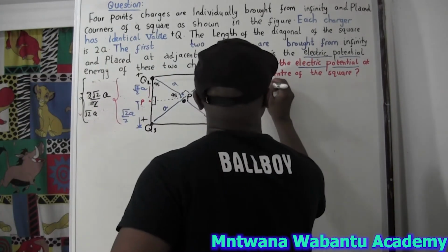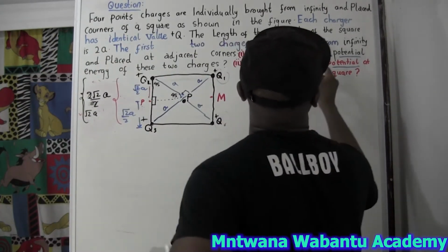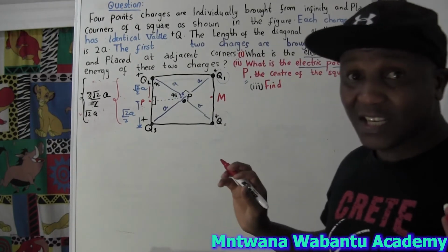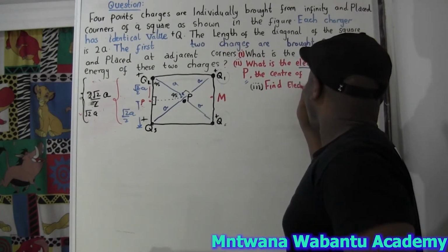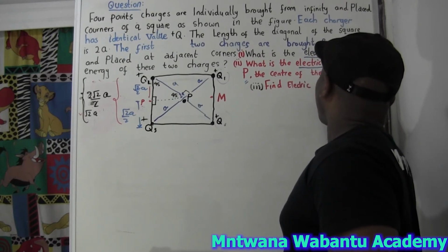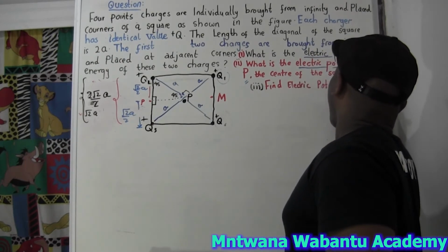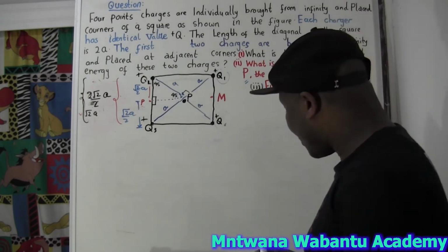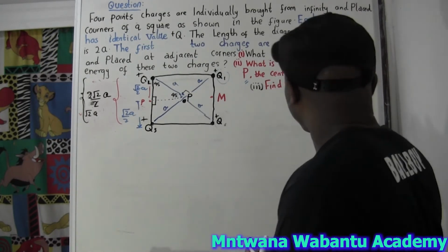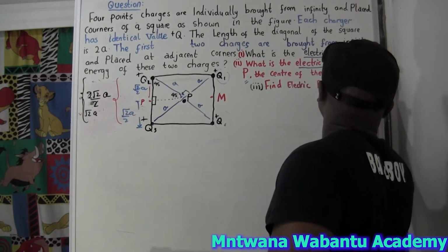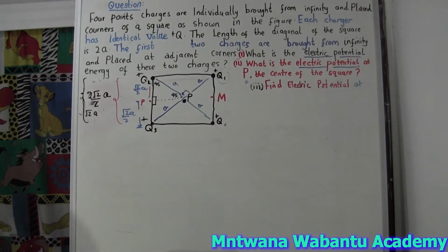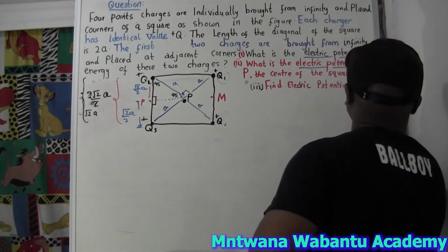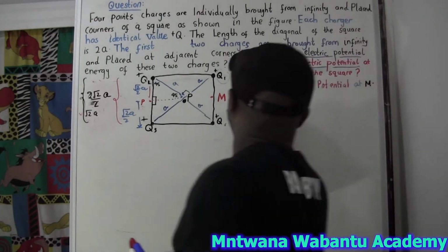So find electric potential, not potential energy. Find electric potential at point M.